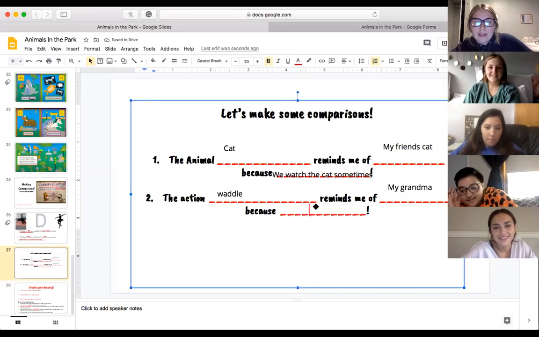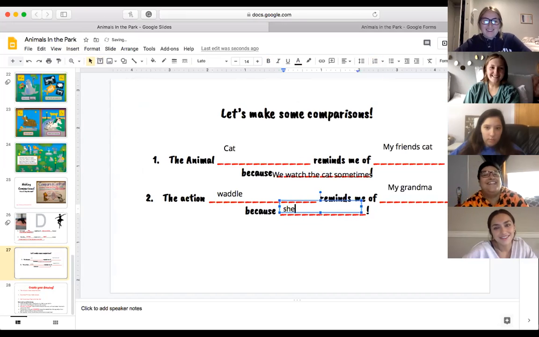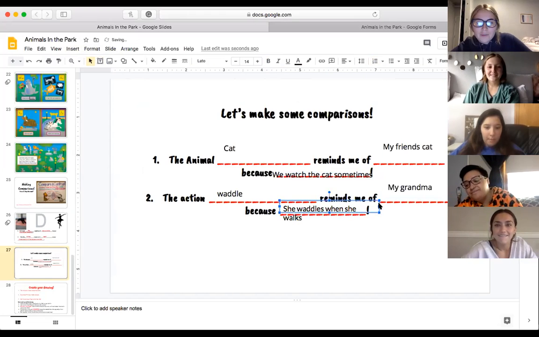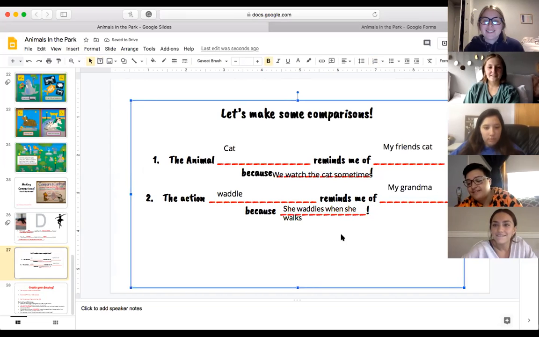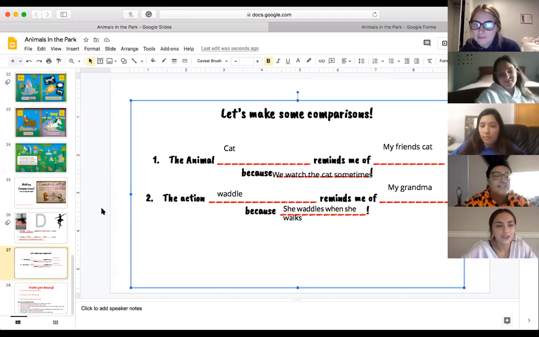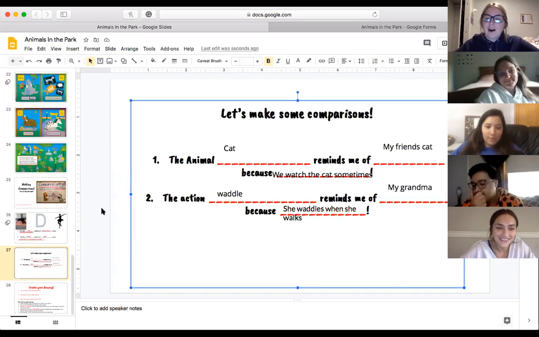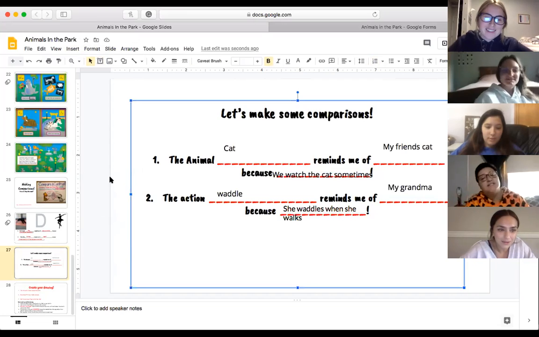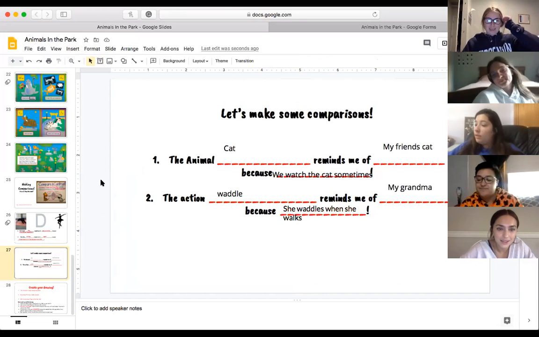And why does it remind you of your grandma? Because she kind of waddles when she walks. Okay. So the action waddle reminds me of my grandma because she waddles when she walks. So can you guys repeat after me? The action waddle reminds me of my grandma because she waddles when she walks. All right, great job, kindergartners, making these comparisons.